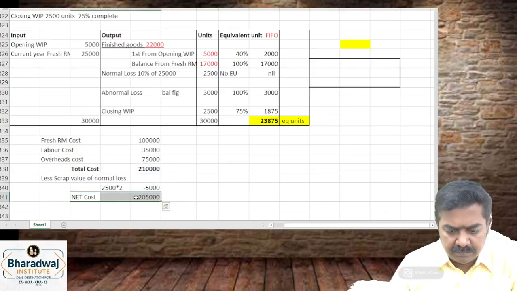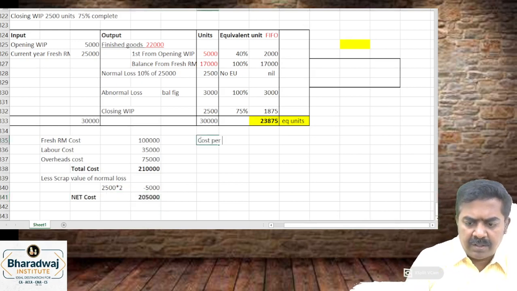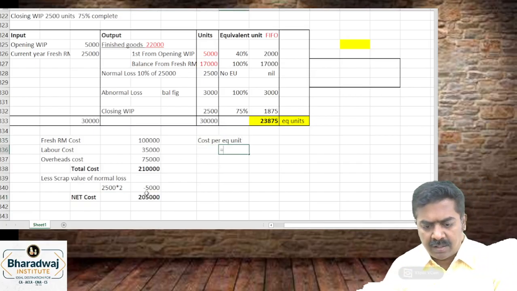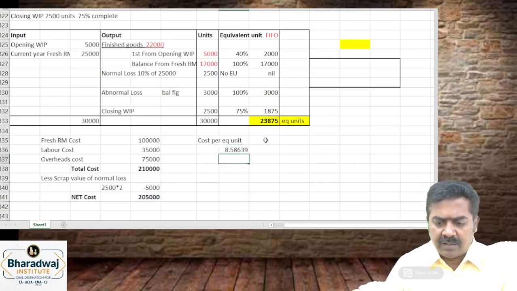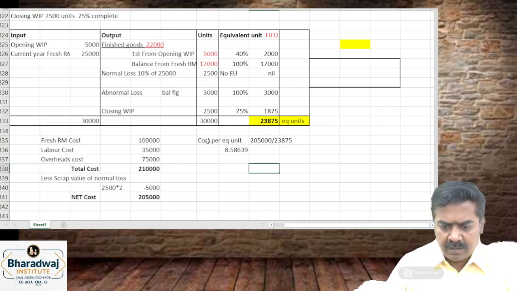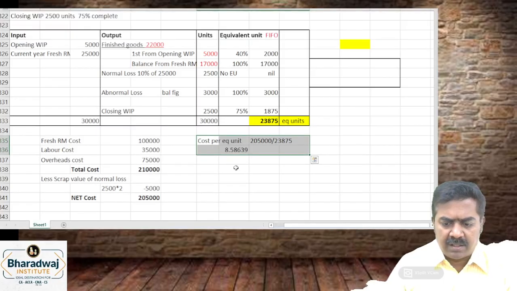Then, what is the cost per equivalent unit? 2,05,000 divided by 23,875. This is the cost per equivalent unit. Based on this, we are going to assign the cost.